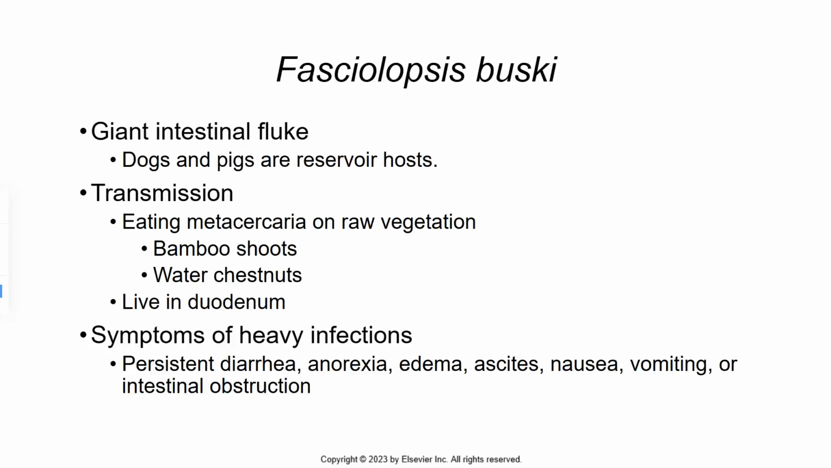Intestinal flukes. So the giant intestinal fluke is common in dogs and pigs. Those are the reservoir hosts. Transmission would be eating metacercariae on raw vegetation, so bamboo shoots, water chestnuts. They live in the duodenum. Symptoms of heavy infections include persistent diarrhea, anorexia, edema, ascites, nausea, vomiting, or intestinal obstruction.